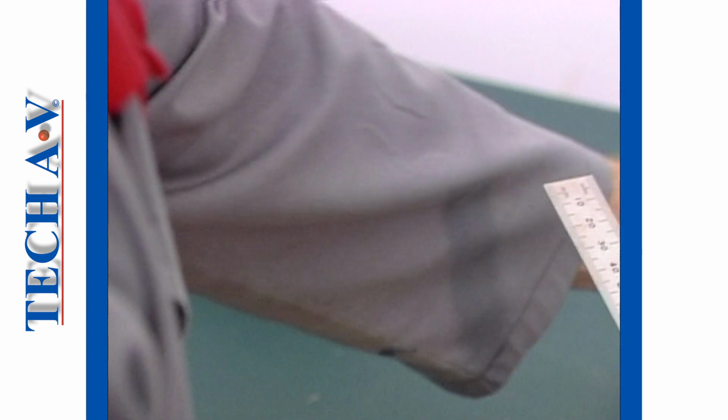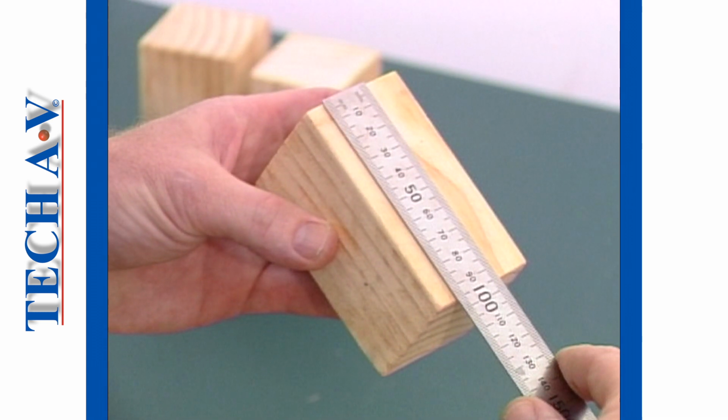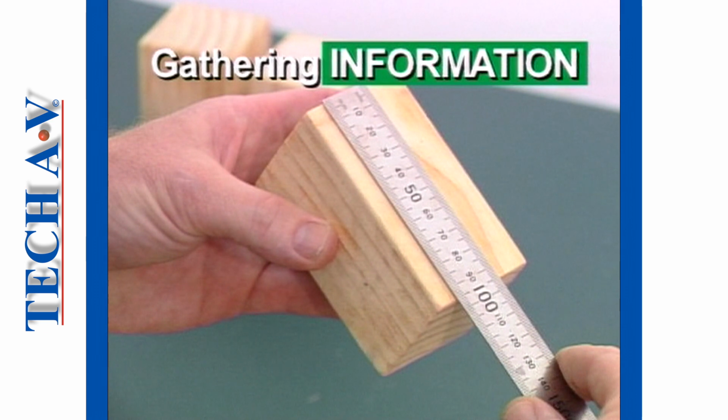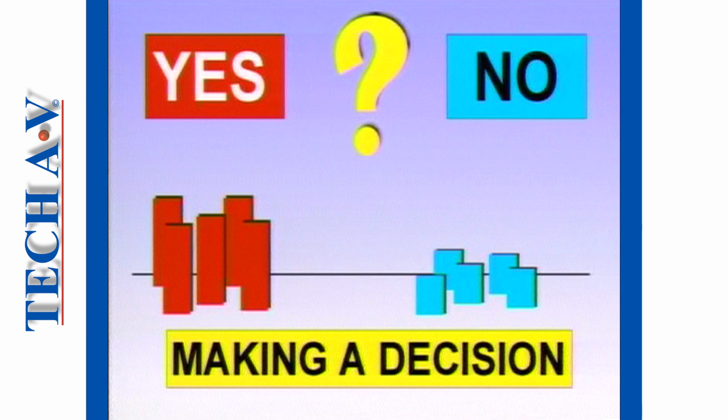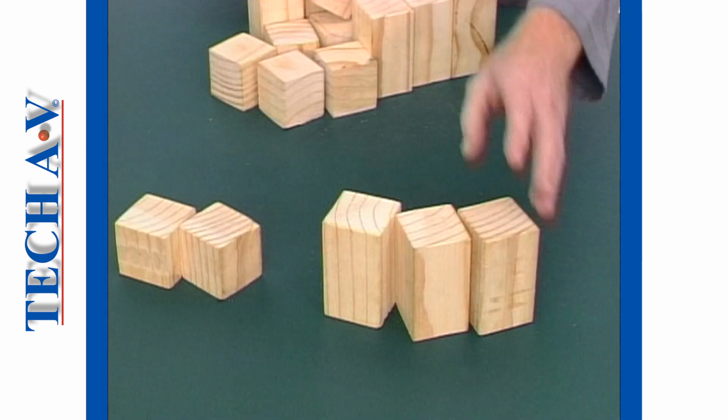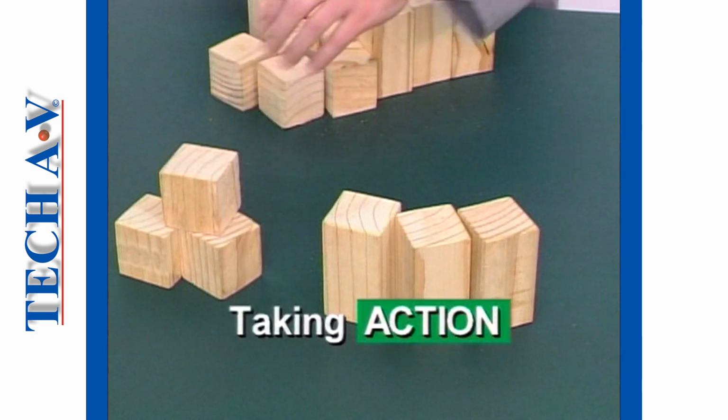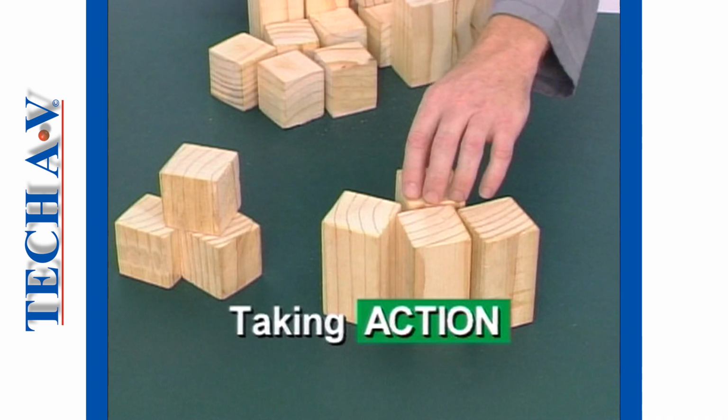Well, let's analyze what the operator is doing. First of all, he is gathering information. He needs to know how long each block is before he can know where to place it. We call this input, and from this input he makes a decision. Then he asks a simple question. Is the length of this block greater or equal to 85 millimeters? Yes or no? And based on the answer to that question, he decides where to place the block. After making a decision, he goes into action and places the block in its proper group.